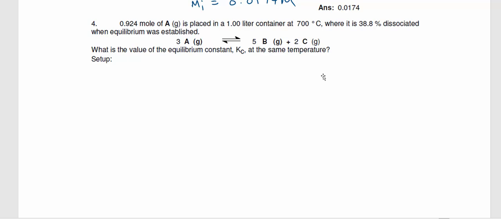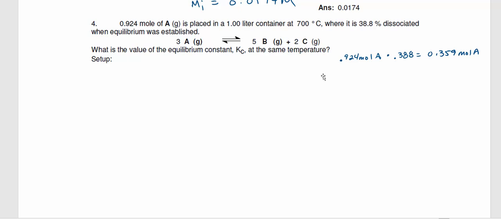Well, in order to start this, I'm going to start with my 0.924 moles of A. And it is 38.8% dissociated. That means 0.388 of it has been reacted. So 0.924 times 0.388 is 0.359 moles of A have reacted.